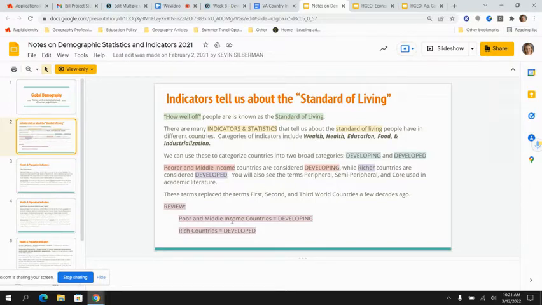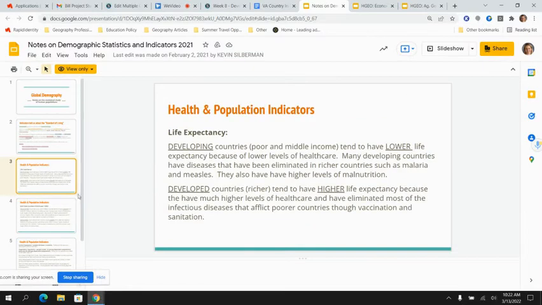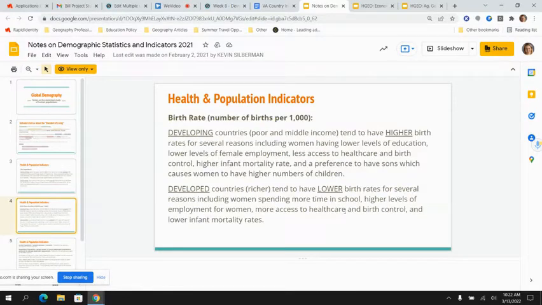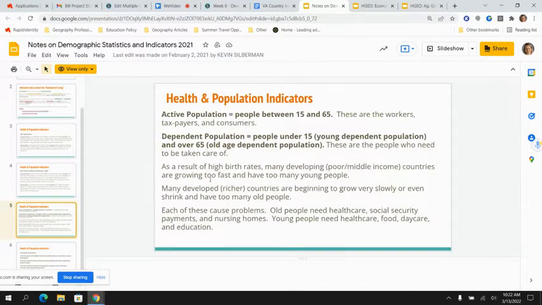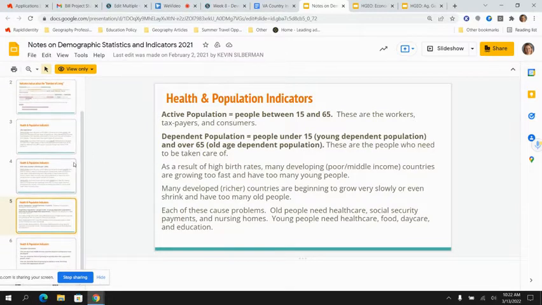So read through this. So basically, poor and middle income countries are going to be considered developing countries. Richer countries are developed countries. Then you're going to read a little bit about some of those indicators. So things like life expectancy. What would you expect to see in a developing country versus a developed country? Birth rate. So even though we learned about birth rates way back at the beginning of this class, birth rates tell us a lot about the development level of a country, as well as the active population and the dependent population, and then some other things as well.